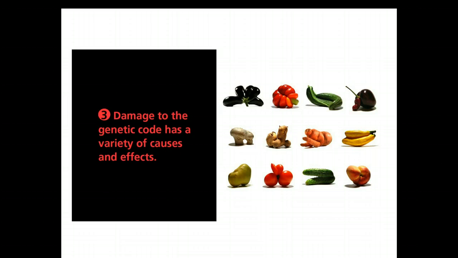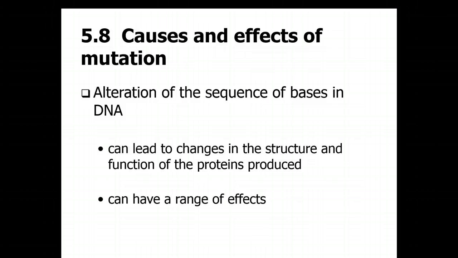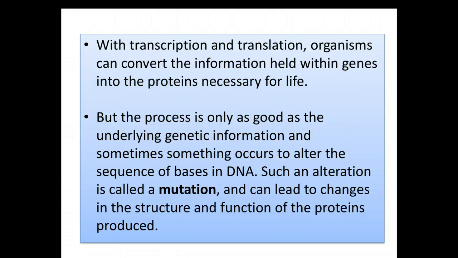We're going to examine damage to the genetic code, a variety of causes and effects. This is perhaps a very important aspect of the genetic code, that we have to understand the effects of radiation and various other things. So, causes and effects of mutation. Alterations of the sequence of bases in DNA can lead to changes in the structure and function of proteins produced and can have a range of effects.